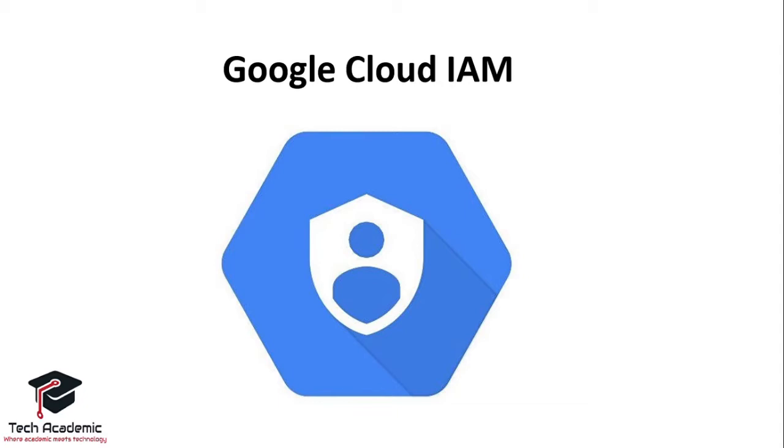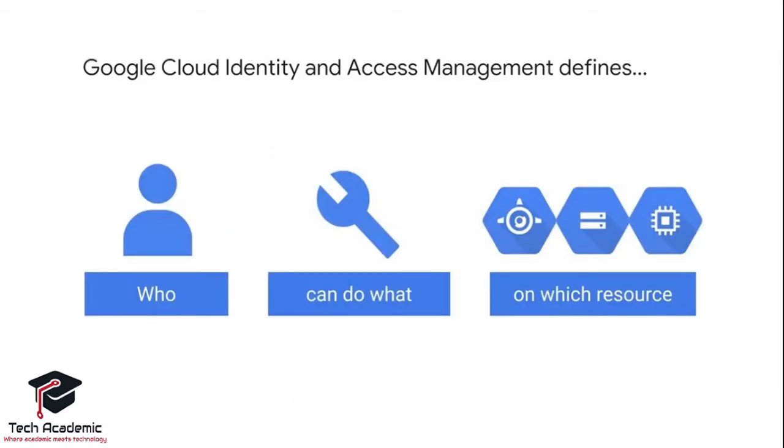Today we will discuss the Google Cloud IAM policy. Basically, what does IAM stand for? IAM means Identity and Access Management. Google Cloud IAM defines who can do what on which resource. That means the IAM policy of Google Cloud is divided into three parts: who can do what on which resource.